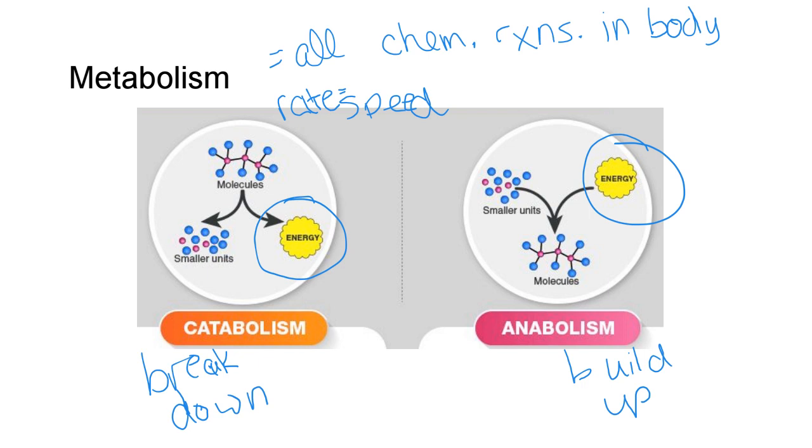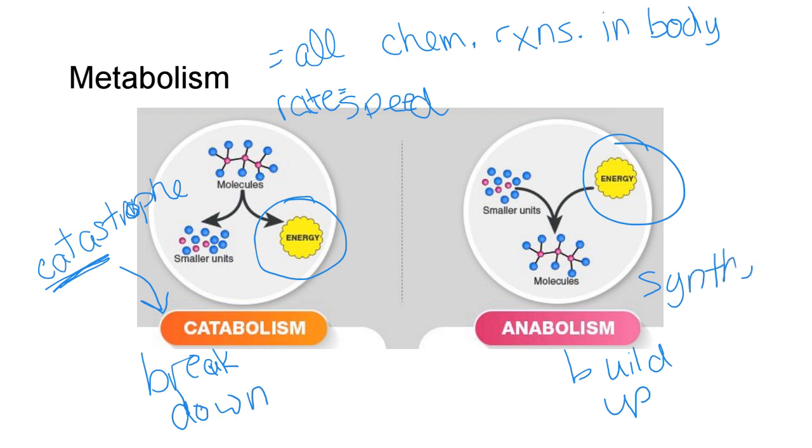One of the ways that helps me remember these two, okay, is catabolism is like a catastrophe. Not really, not in the sense that it's like a really terrible thing, but a catastrophe usually ends up destroying stuff, right? So catabolism, we break things down. Anabolism is a synthesis reaction, right? And so we're building things up.